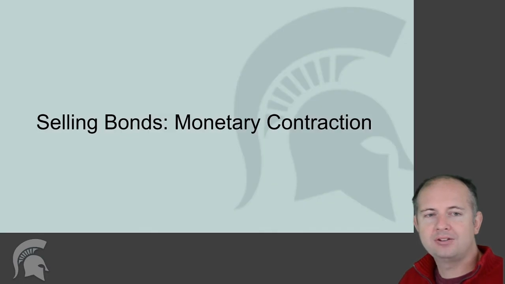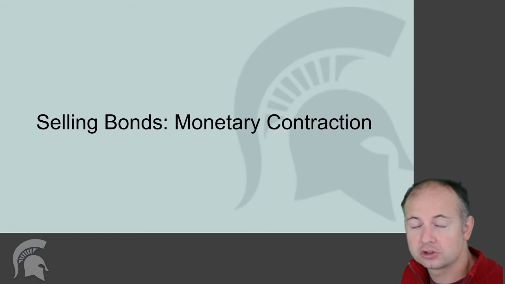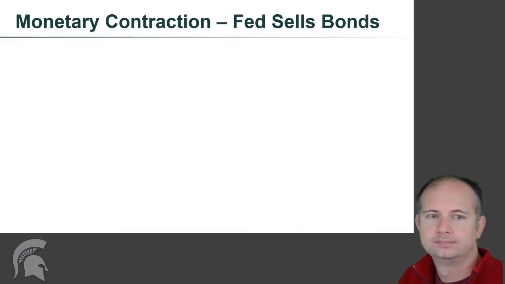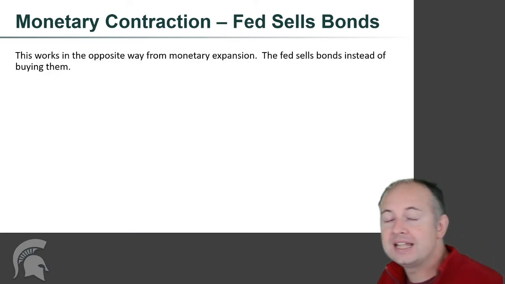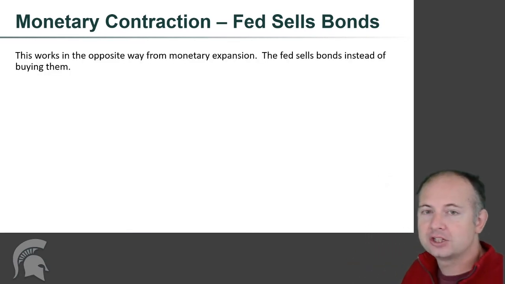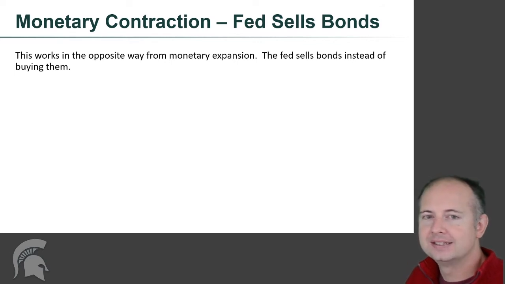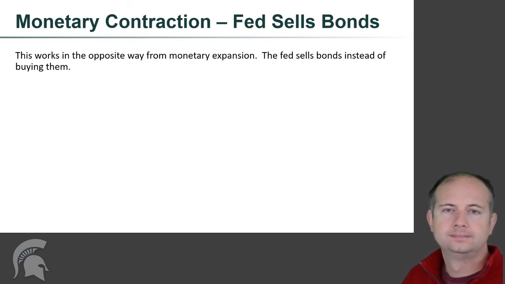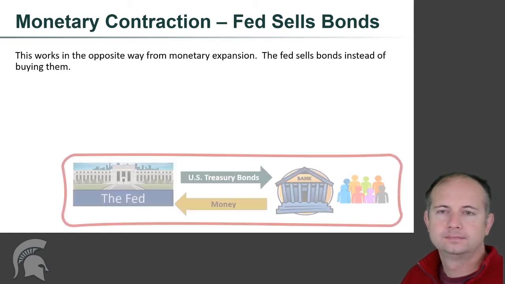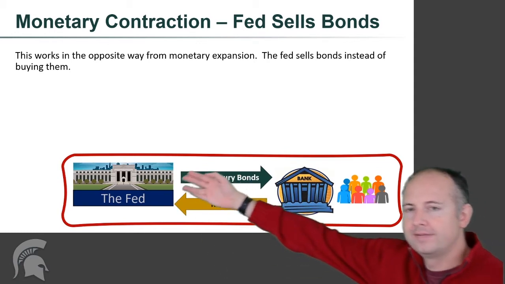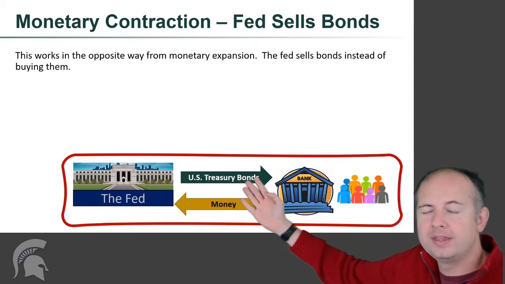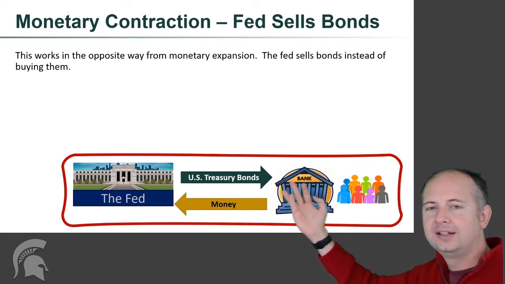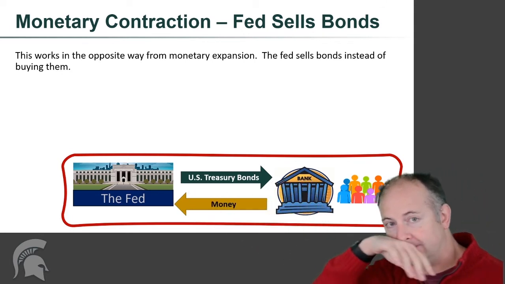Okay, we can now look at selling bonds and how that works to create monetary contraction, or contractionary monetary policy. So this works in the opposite way from monetary expansion. The Fed sells bonds instead of buying them. What does that look like? Well, we have U.S. Treasury bonds going from the Fed to the bank. The bank then sends money to the Fed.